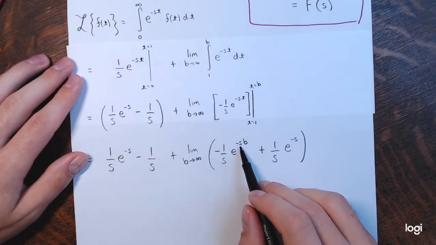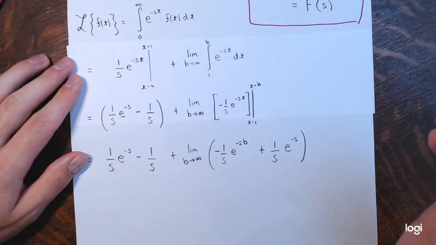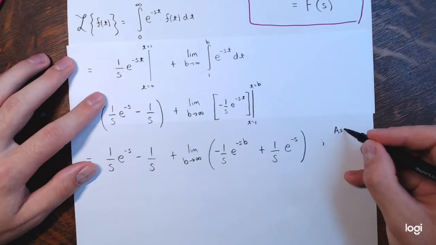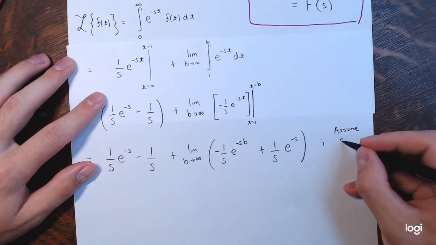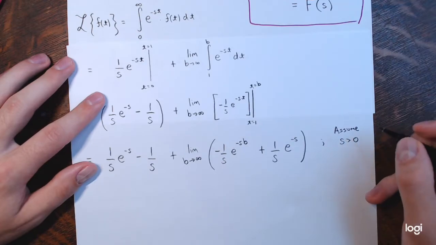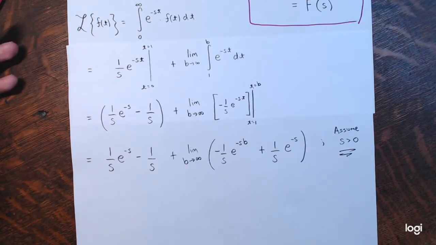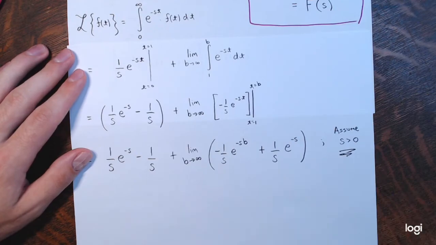Now if s were negative, that would be bad, right? Because if s were negative, the opposite of that would be positive. This would be some bigger positive number. E to some bigger and bigger positive number would just go to infinity. So off to the side here, I'm going to say, let's assume then, in order for this limit to actually exist, assume that s is a positive number. And I'll mention that in every single one of these Laplace transform limits, what the value of s needs to be in order for the limits to exist.